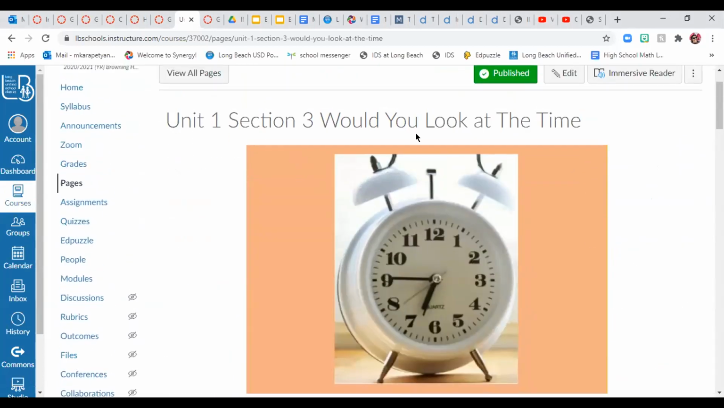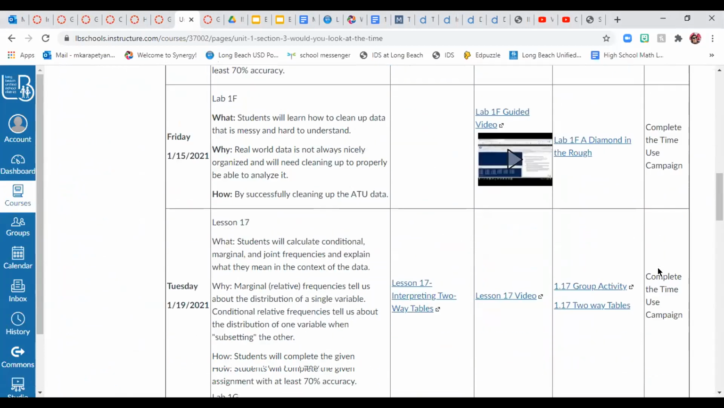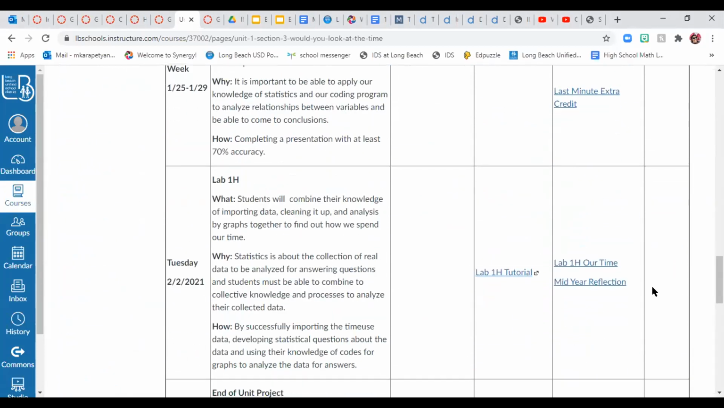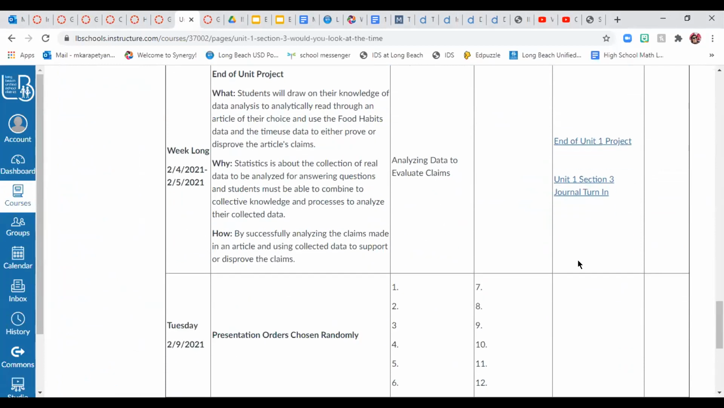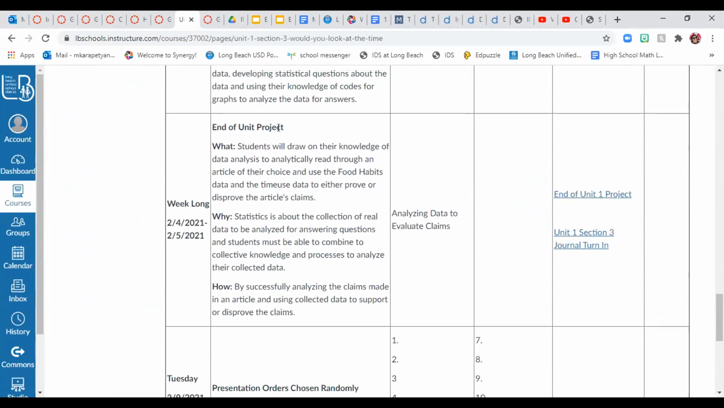So you're going to go to your Unit 1, Section 3, and you're going to scroll all the way down, okay? All the way down. And right here, we have our end of unit project, okay? The purpose of this project: students will draw on their knowledge of data analysis to analytically read through an article of their choice and use the food habits data and the time use data to either prove or disprove the article's claims with our data, okay?